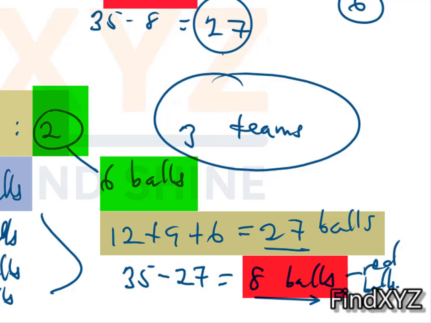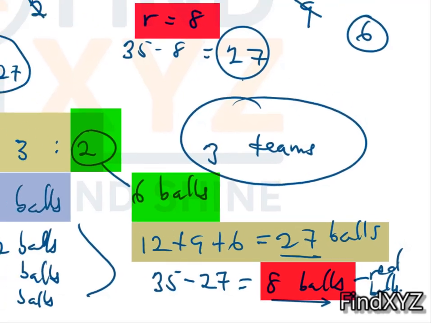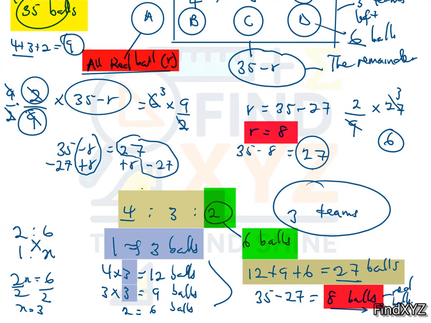Which of these methods will you subscribe to? Representing the number of red balls with a variable and solving for R, or identifying how much one part is worth and applying it to get the remaining balls.